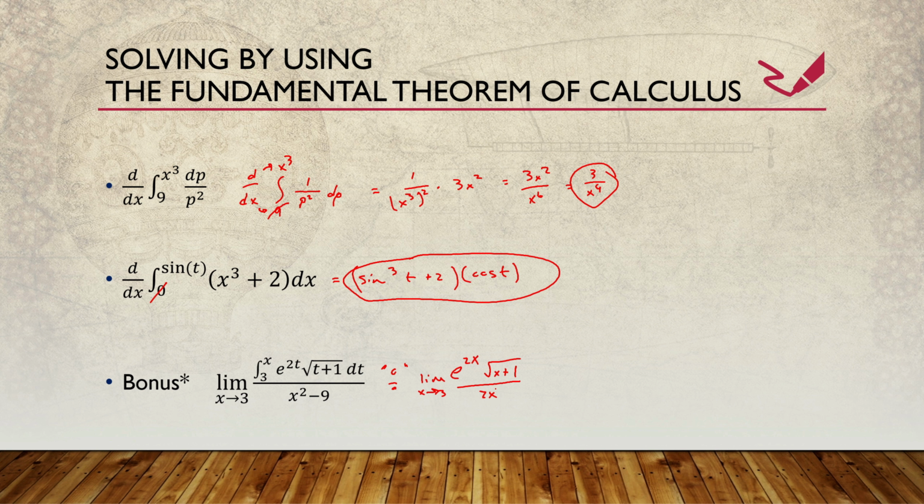We don't have any other issues with this particular problem now, because we wouldn't have an undefined solution. So now we can just plug in 3 directly. You would have e to the power of 6 times the square root of 4, which is 2, over 6. So you will have 2e to the power of 6 over 6, which is the same as e to the power of 6 over 3.